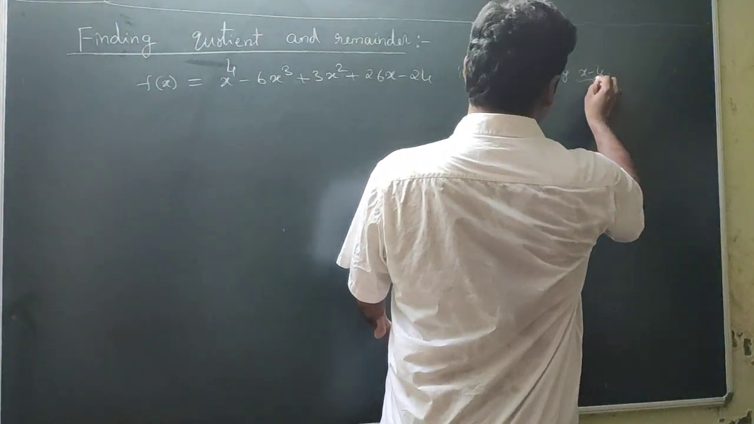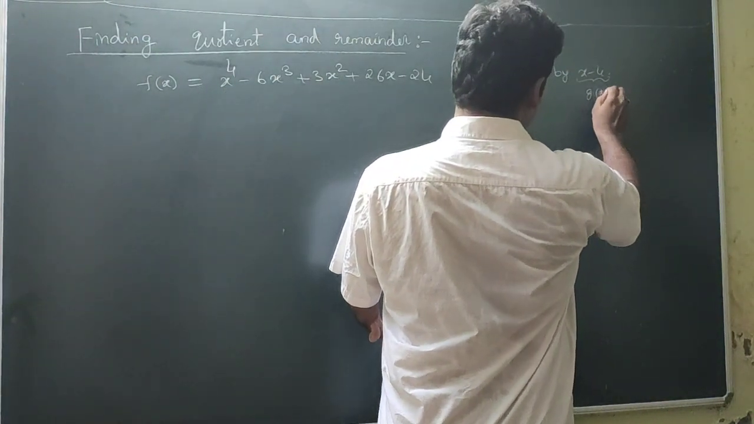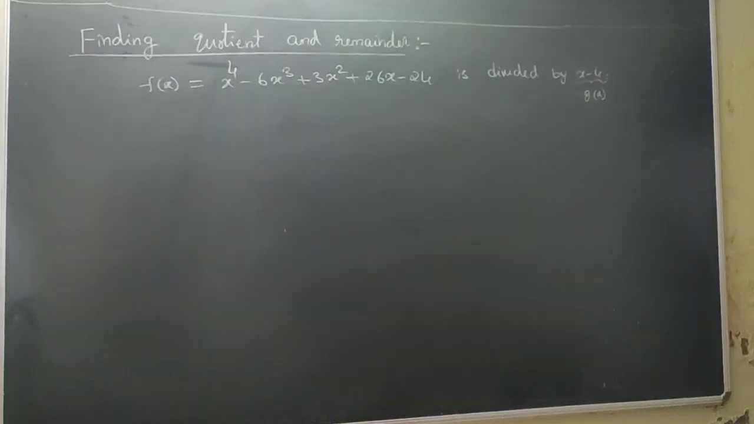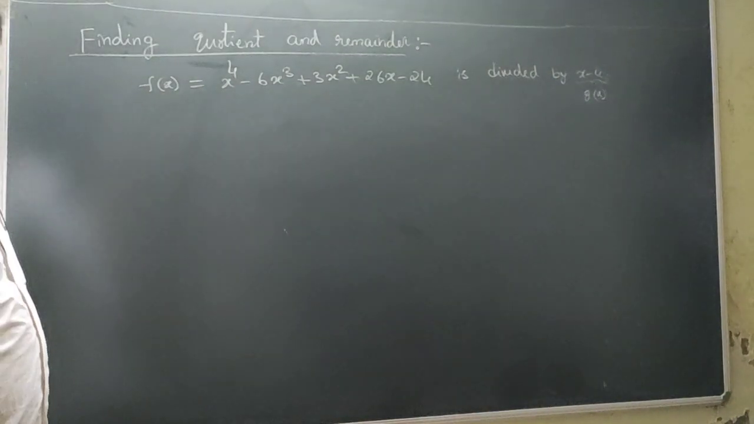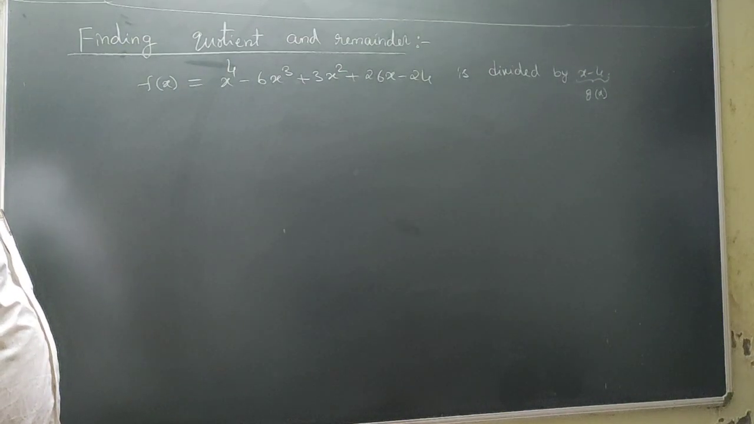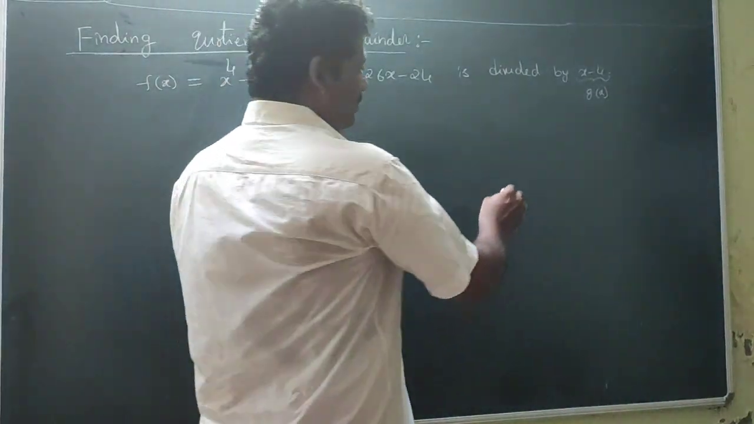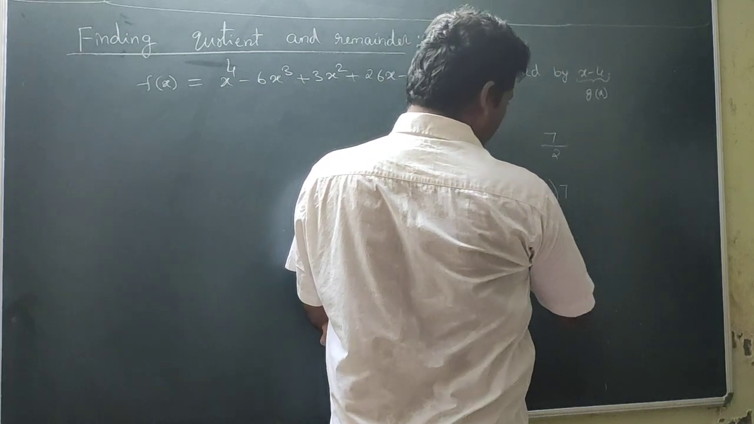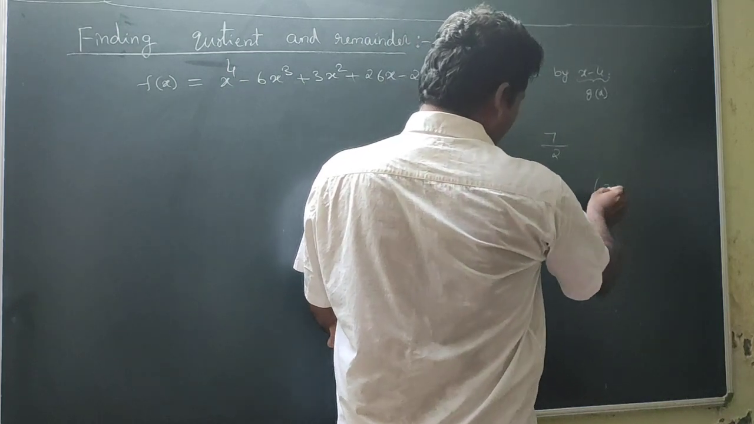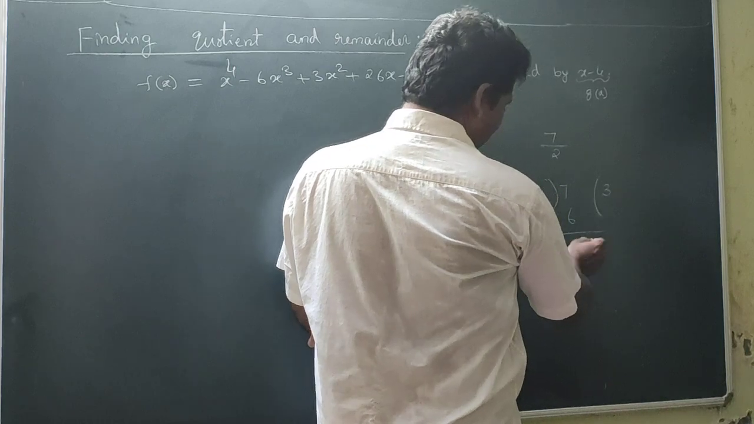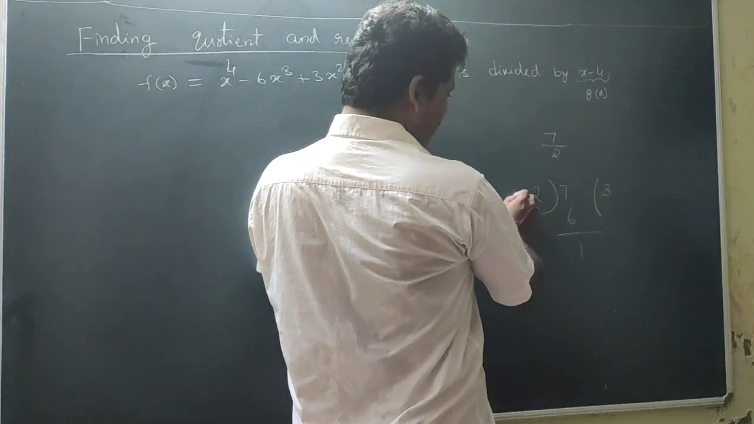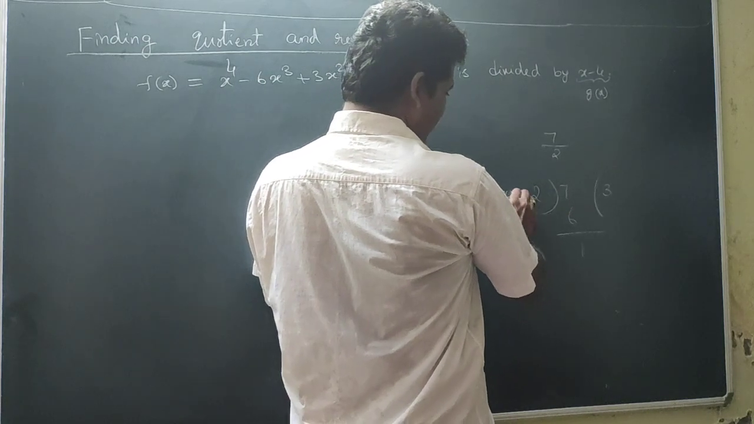We take this x minus 4 as g of x. So f of x is divided by g of x. We have to find the quotient and remainder. See, this is 7 divided by 2. So we are dividing by 2. 3 times 2 is 6. The remainder is 1. So 7 is the f of x and this 2 is the g of x.